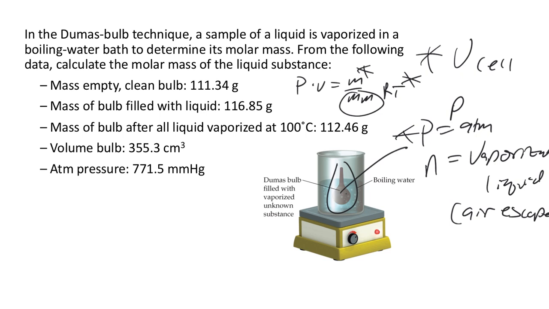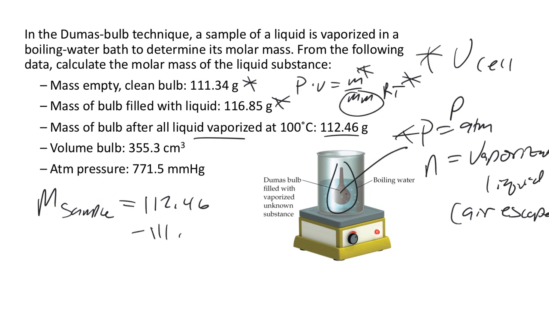So we have the mass of our empty, clean bulb, and the mass of the bulb filled with liquid. Here we put about 5 grams of liquid into the cell. Then we take a mass of the bulb after all the liquid vaporized at 100 degrees C and the gas that remained in the cell reliquified. That mass is 112.46, minus 111.34 for the clean, dry bulb. That gives us a mass of 1.12 grams. This is the mass of the gas that was occupying that cell at 100 degrees C.